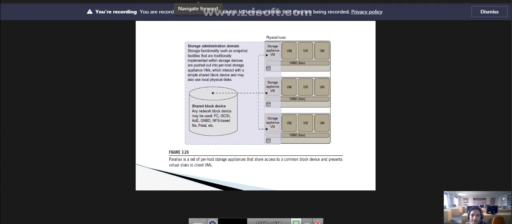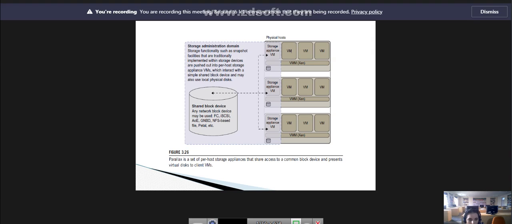Next one, this is the virtual machines. So, virtual storage management. Physical host, this is the storage appliance virtual machine. So, we are storing the data here. This is the storage administration domain. Here we have some functionalities, such as snapshot facilities that are traditionally implemented within storage devices, pushed into the per-host storage appliance virtual machines, which interact with the simple shared block device and may also use local physical disks. So, this is the shared block device. Any network block device may be used in this storage appliance.